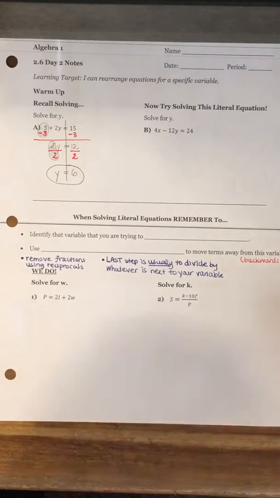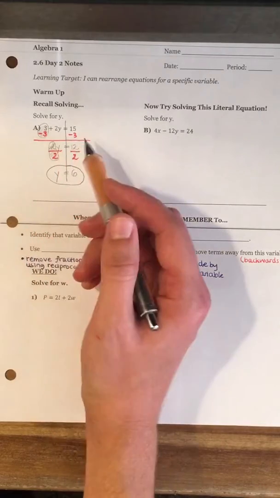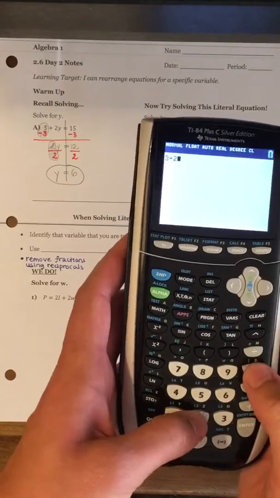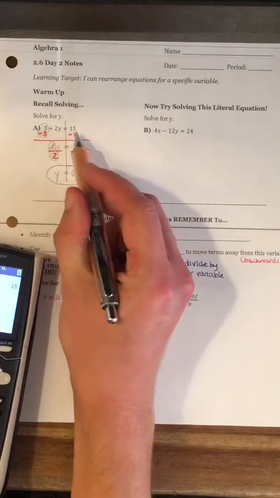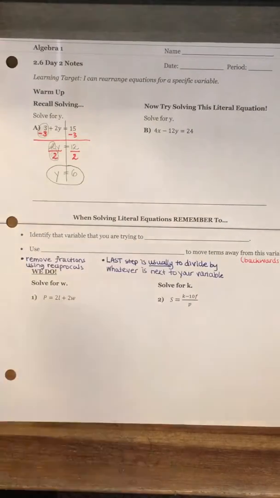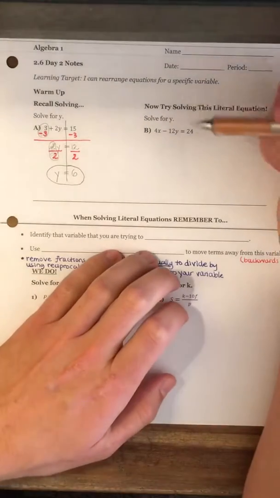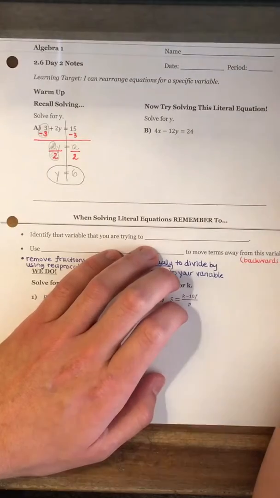Again, we could check to make sure that's right. If I plug this back into my equation, 3 plus 2 times what I said y is, which is 6, and I get 15, it better equal 15. So the solution does check out. Now on the right-hand side, this is a little more complicated because we just learned literal equations. So in this problem, we're being asked to solve for y, but again, there's another variable, this 4x.